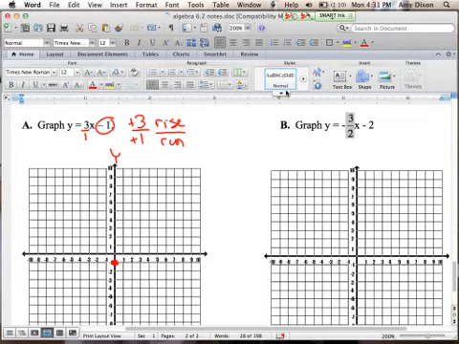So if I want to go up 3 and right 1 to get to my next point, then I'm just going to count up 1, 2, 3, and then right 1. So that's going to put the point right here because we go up 3 and right 1, and that gives us our point. Then we're going to do that again because we want several points on our graph. We go up 3, right 1, that will get us right here.